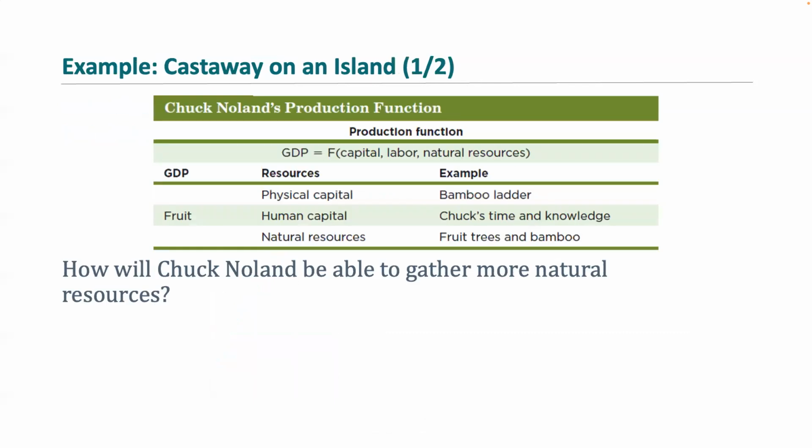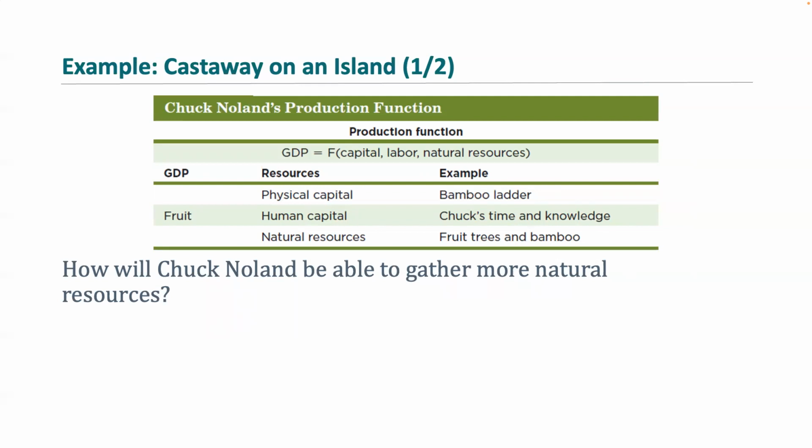Now, when we're looking at our castaway on an island, we're just continuing with that. We're using the GDP function and considering him to be his own economy. So we know that GDP is a function of capital, labor, and natural resources. The GDP in this case is going to be how much fruit he can produce. Our resources are physical capital, human capital, and natural resources. So the bamboo ladder is the physical capital, or the tool. Chuck's time and knowledge is the human capital, and then the fruit trees and bamboo are the natural resources.